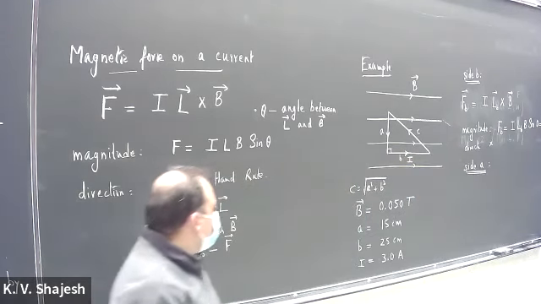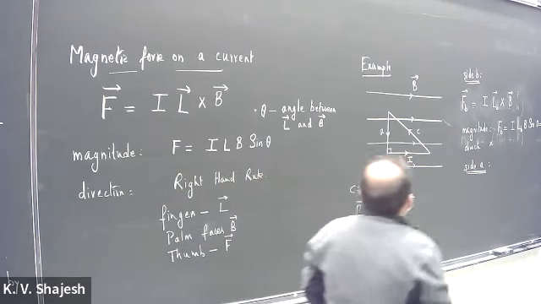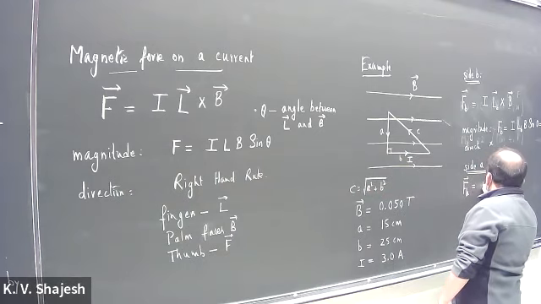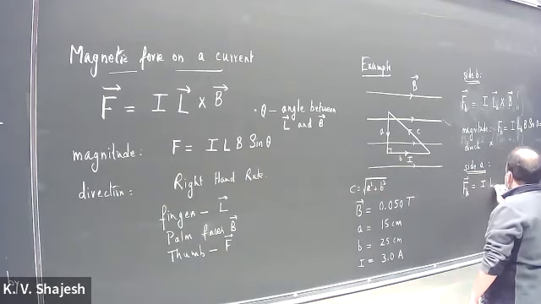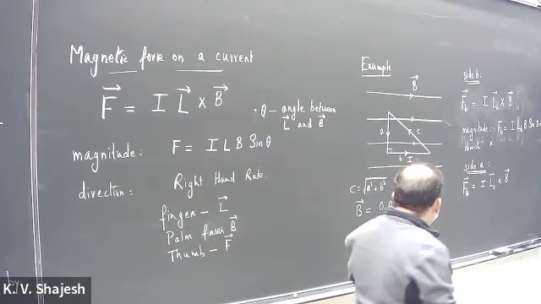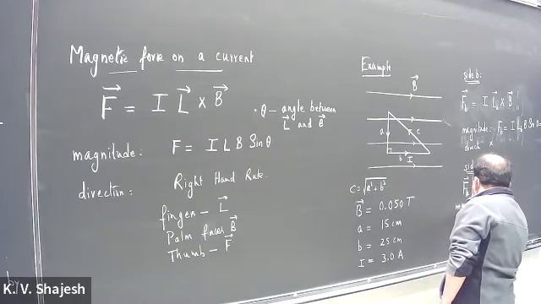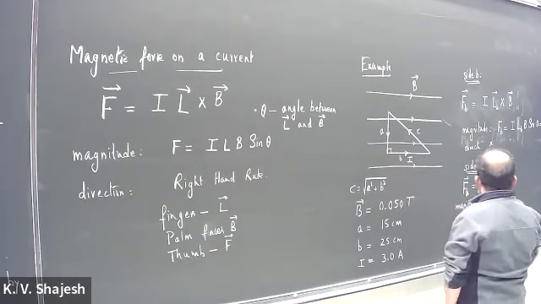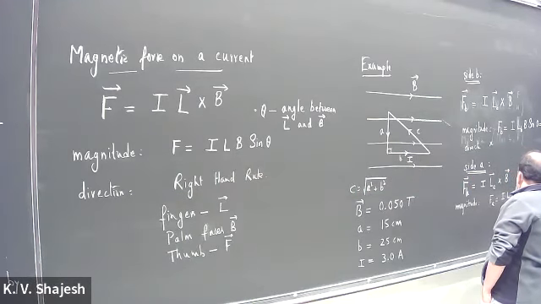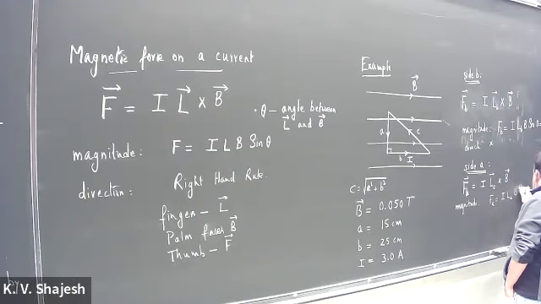So let's say, what's the force on side A? The force on side A is equal to the current times the length of side A crossed with the magnetic field. Again, the magnitude is F of A is I times LA times B times sine of the angle.